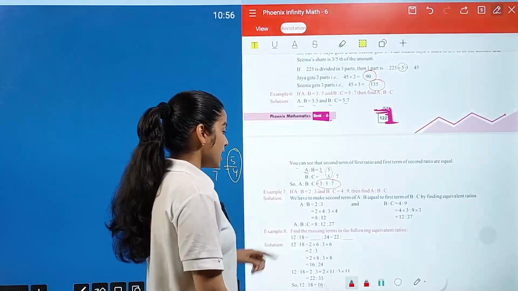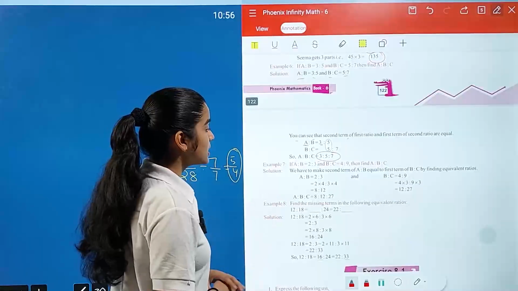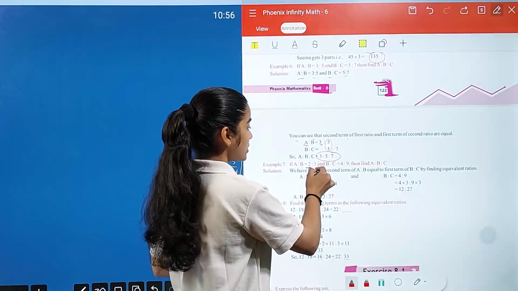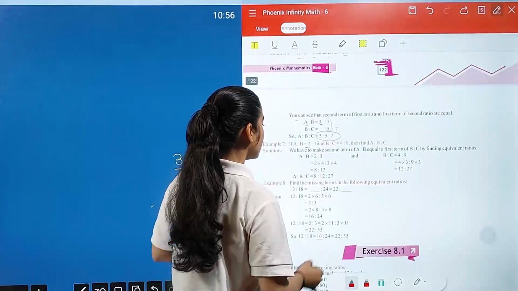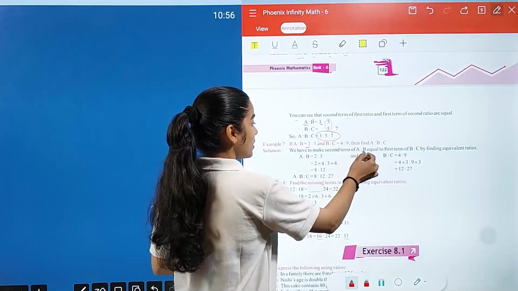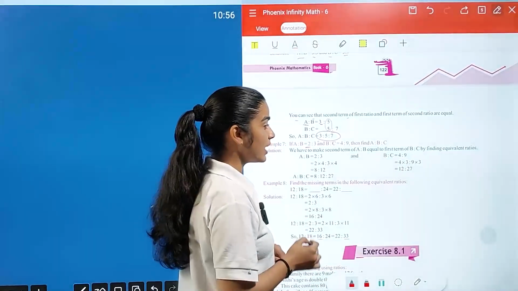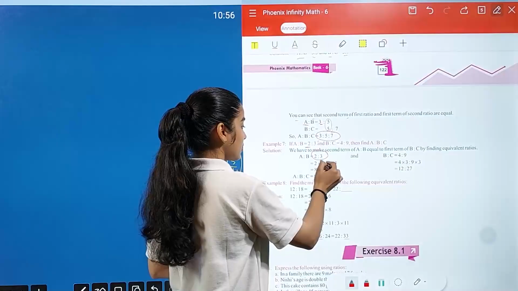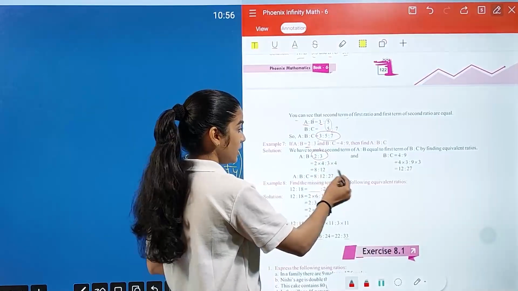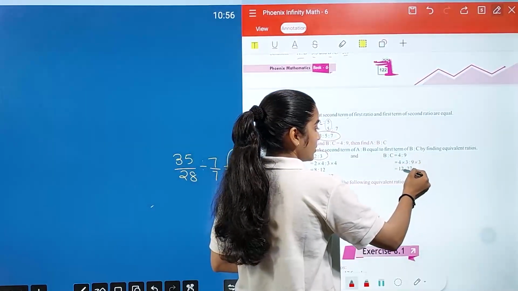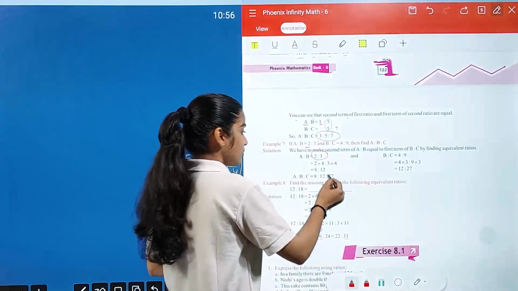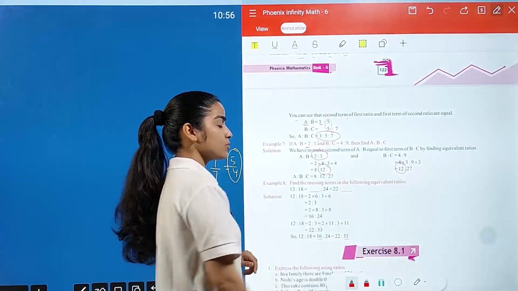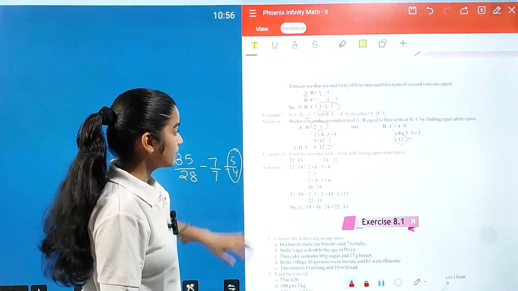If AB is equal to 2 is to 3 and BC is equal to 4 is to 9, fine. So here we have A, 2. So 2 is to 9, but we have different numbers in this. We have to make the second term of AB equal to the first term of BC by finding an equivalent ratio. 2 by 3, the equivalent ratio of this will be 8 is to 12. 4 is to 9 will be 12 is to 27. So what we do? We make the same value for B. So 8 is to 12 is to 27 is your answer.